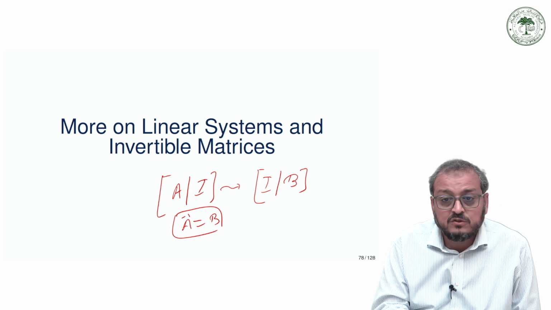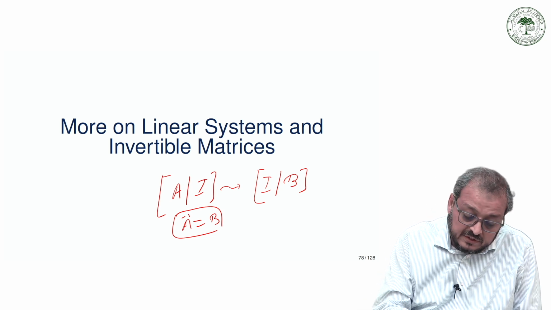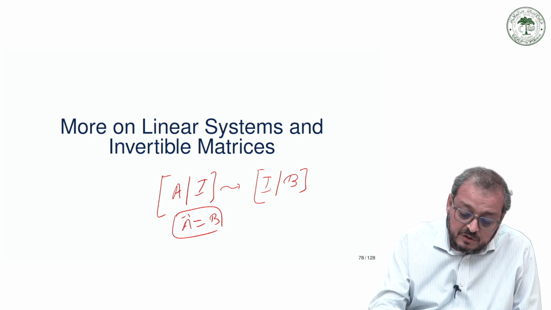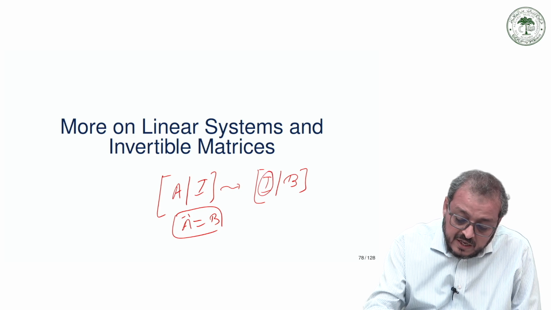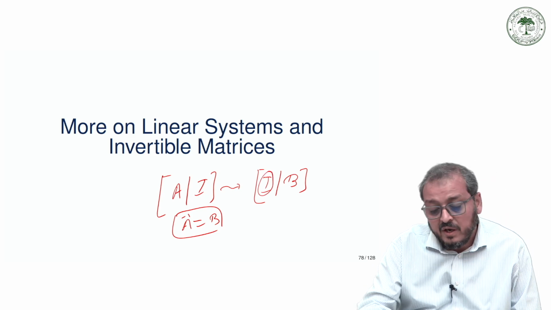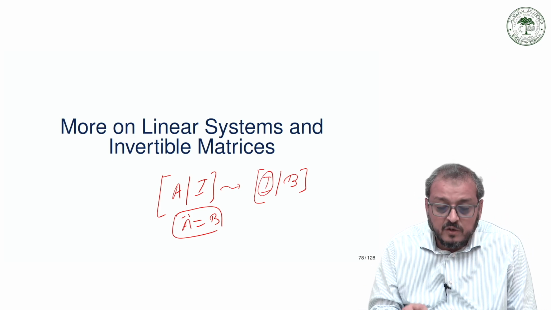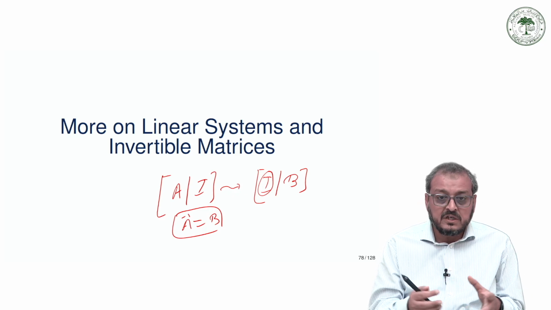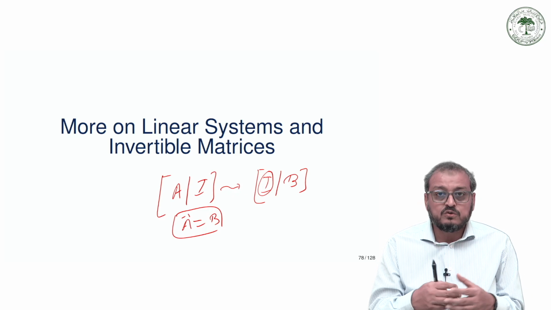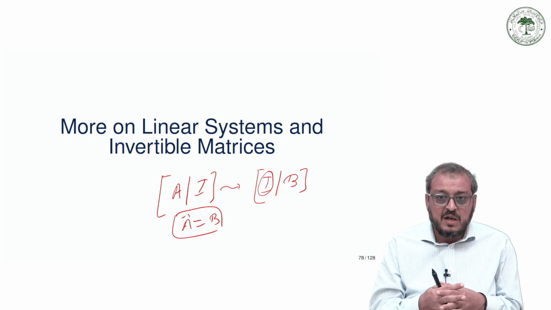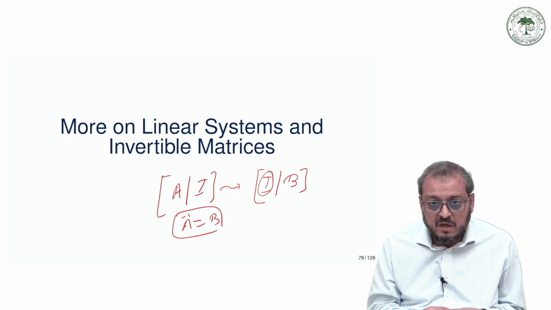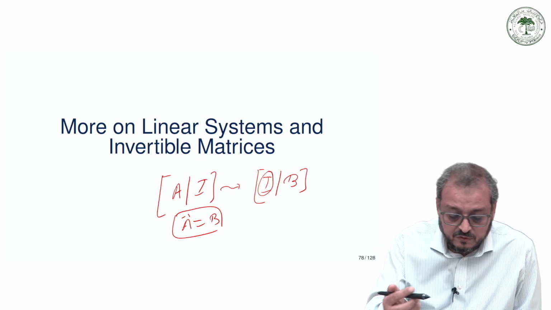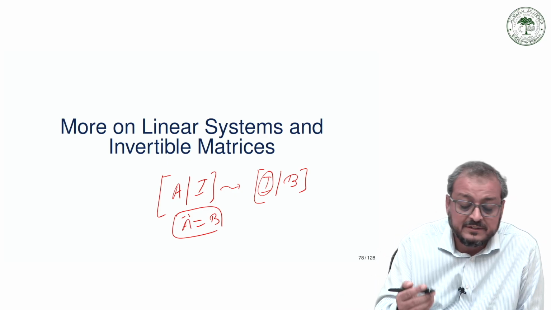If the system has a solution, then this is happening. If the system has no solution, then we cannot get an identity matrix in this form. Now in this class we will discuss how to solve a linear system with the help of a matrix inverse, that is, invertible matrices.